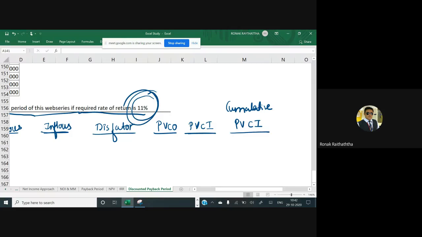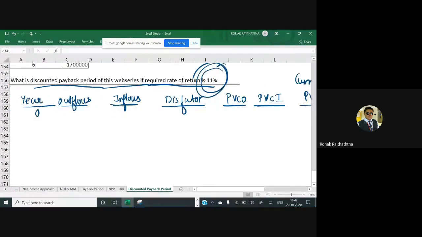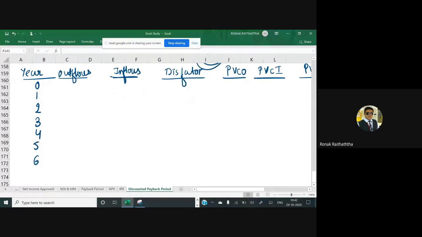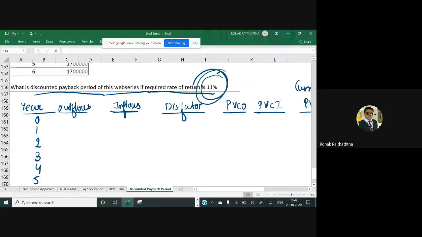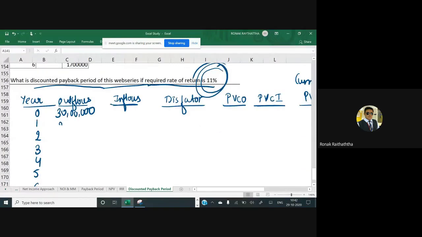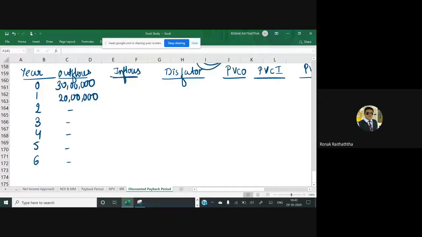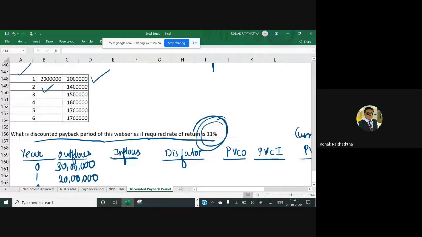So this many columns you are going to prepare. Starting from years, I have 0 to 6: 0, 1, 2, 3, 4, 5, 6. Outflows are starting from year number 0, 30 lakhs, and year number 1 is 20 lakhs. And for others, we would be writing 0 as it is. And inflows would start from year number 1. Let's write it as it is.